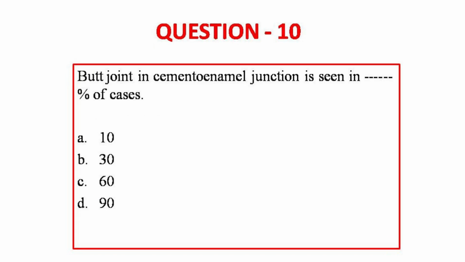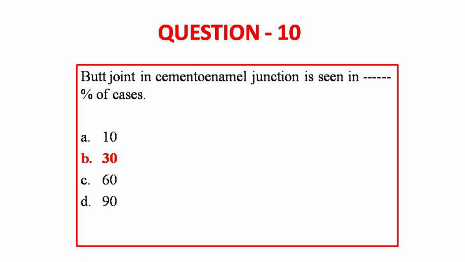Moving on to question number 10. Butt joint in cemento-enamel junction is seen in how much percentage of cases? They've given 4 options: 10, 30, 60, and 90. The answer is 30.